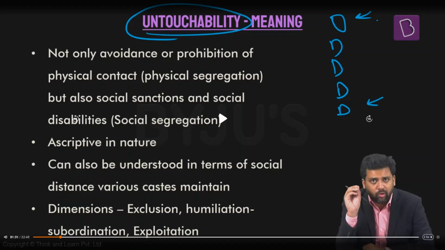Higher caste members not accepting different kinds of items, food items, or goods from people from the lower caste is also an example of untouchability. Sometimes people will accept goods and items, but they will not take them from the hands of those who are giving them. Rather, they will ask them to put them somewhere else, and then they will collect them. These are all examples of untouchability.